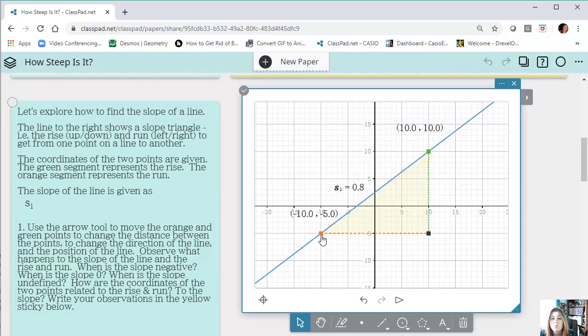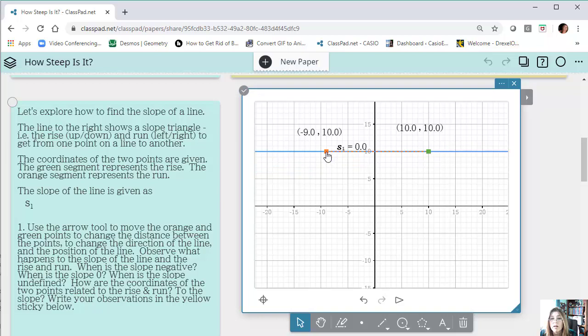And so they're just going to explore, here's the slope of this line. How is the slope changing as I move these points closer to each other, or maybe I flatten it out. Now my slope is 0. What does that mean? Maybe I go vertical, and now I have an infinity or undefined slope. And what happens if I change my line? Now I have a negative slope. So they're just going to explore what the different types of slopes are.